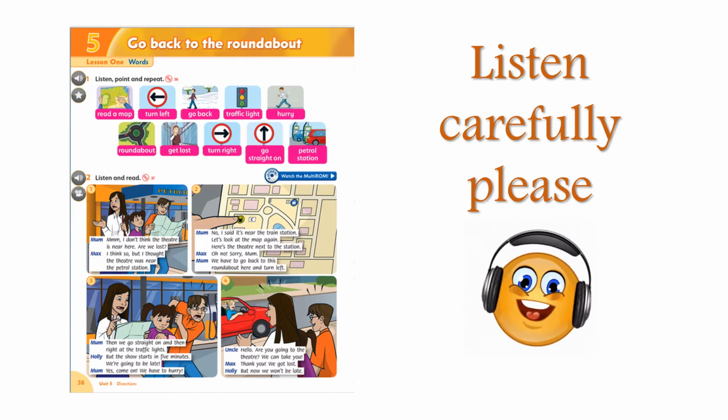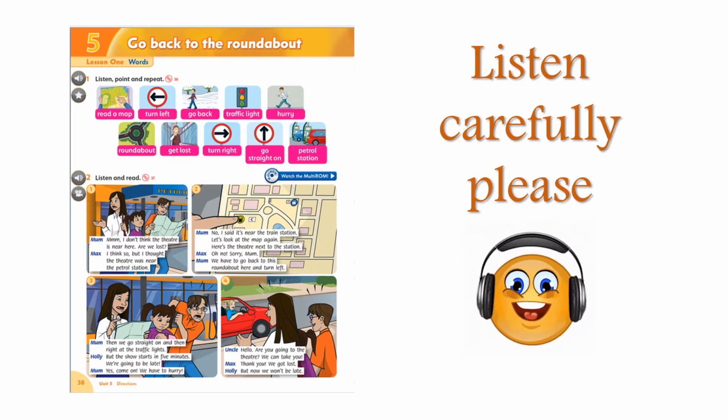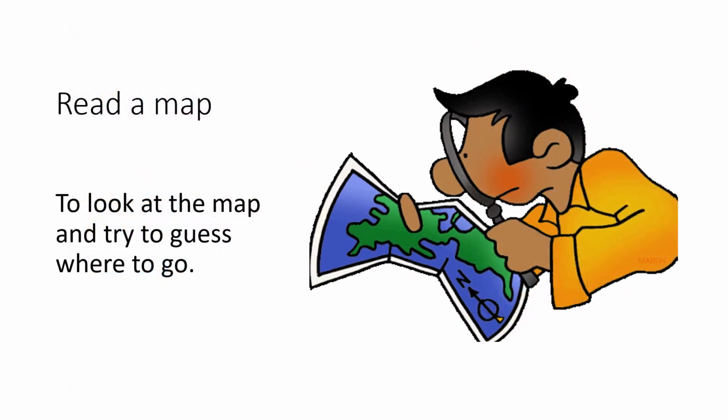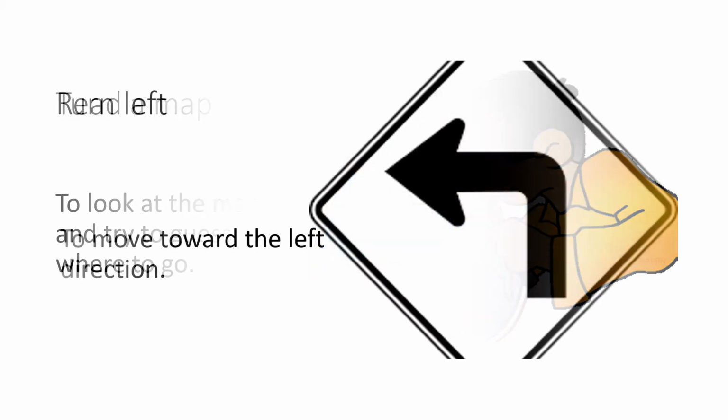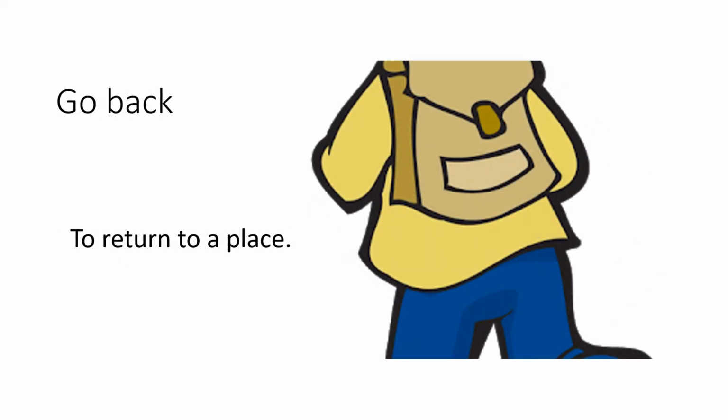After you listen to the story, let's discuss the vocabularies together. Read the map. To look at the map and try to guess where to go. Turn left to move toward the left direction. Go back to return to a place.